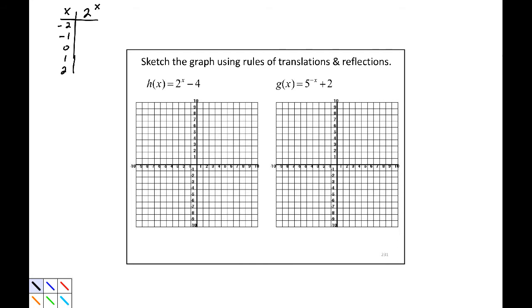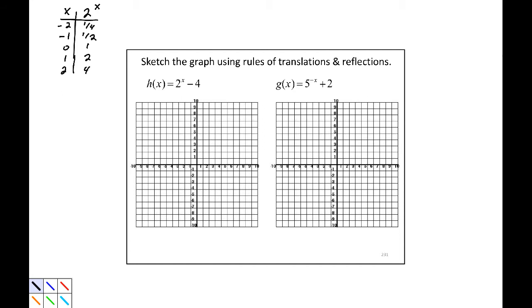Well, 2 to the -2 would be 1/4. Because we have a negative exponent, we have the reciprocal. 2 to the -1 would be 1/2. 2 to the 0 is always 1. Anything to the 0 is 1, as long as you're not 0. 2 to the 1 is 2, and 2 to the 2 is 4. So our points are (-2, 1/4), (-1, 1/2), (0, 1), (1, 2), and (2, 4).